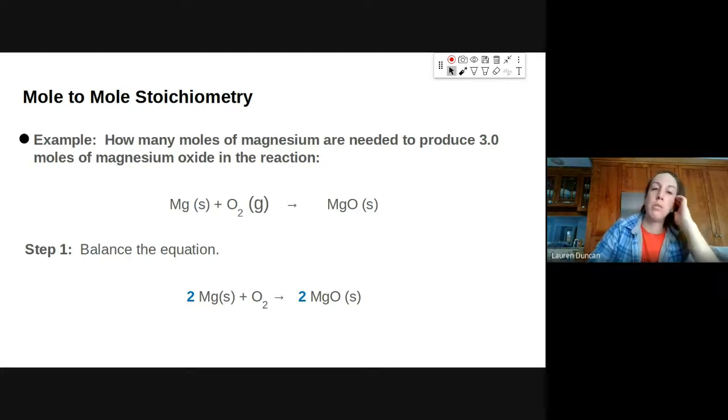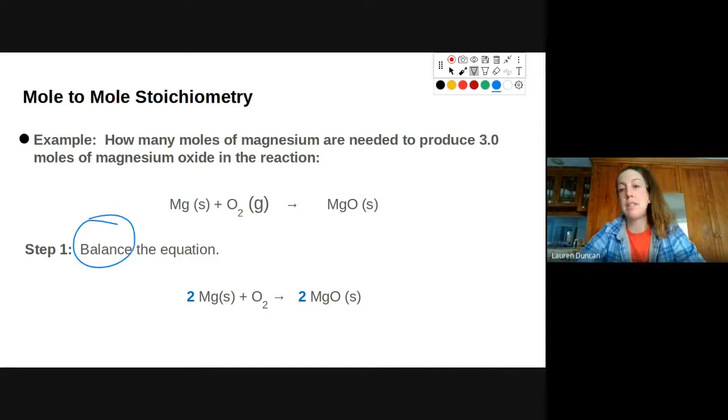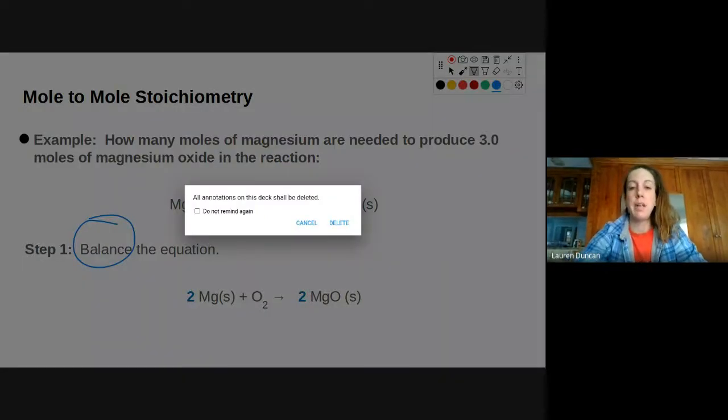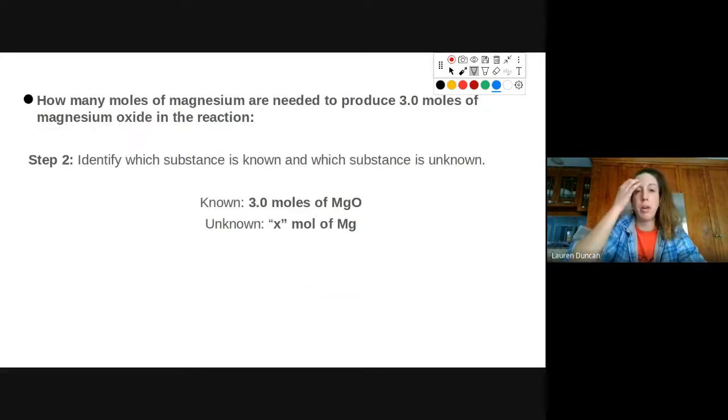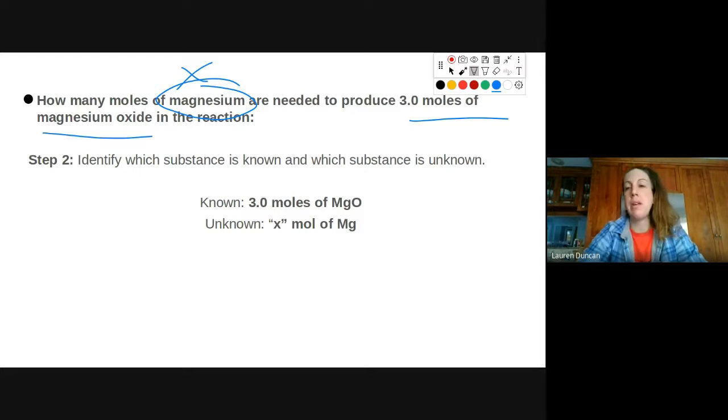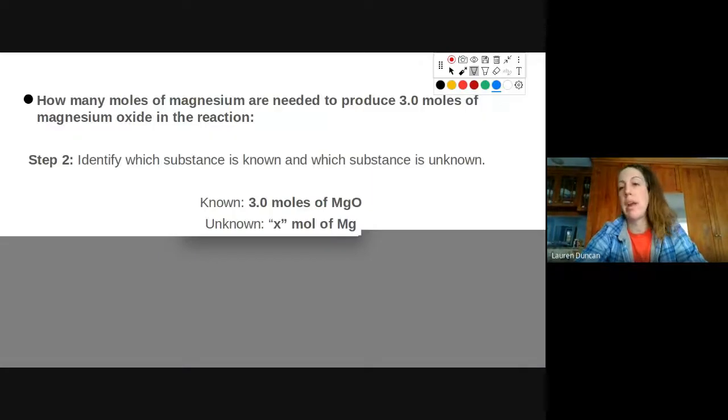If I wanted to know how many moles of magnesium were needed to produce 3 moles of magnesium oxide, step 1 is balance the equation, if it's not already balanced. Sometimes I'm going to give you ones that are, so that might not always be necessary, but 2 Mg plus 1 O2 makes 2 MgO would work. Sometimes people want to write down what you know and what you want to know. A lot of times I just circle it in the problem, how many moles of magnesium. I'm being asked to find moles of magnesium. That's my X. My known is I want to make 3 moles of magnesium oxide.